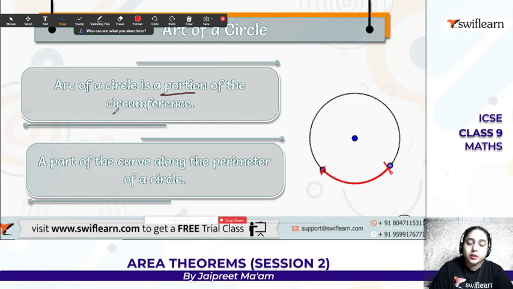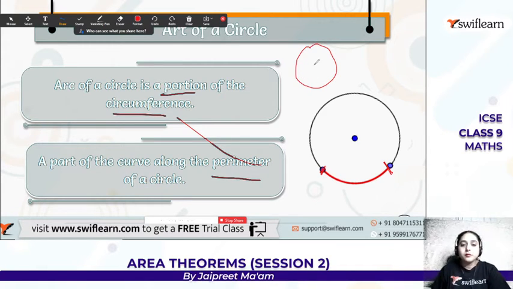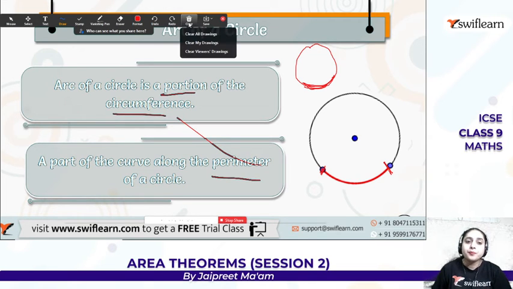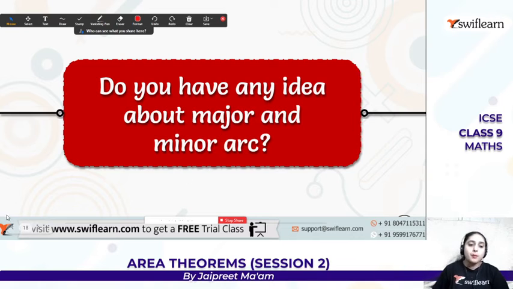I told you circumference we use in circles, and in other shapes we use perimeter. So we can also say a part of a curve, because a circle is a curve along this. This is known as the arc. Simply, the arc of a circle is the portion of the circumference. We take a small portion of the circumference and call it an arc.